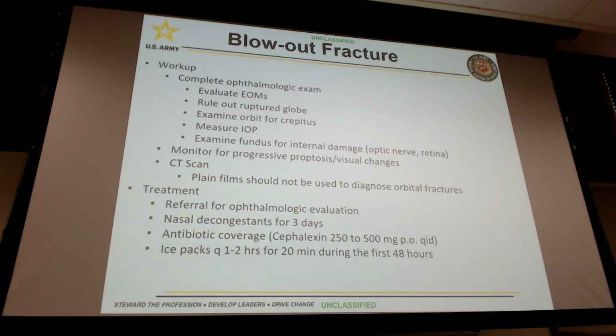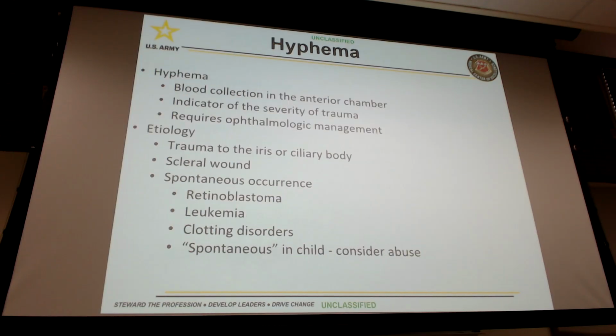Okay, you can give nasal decongestants anytime you have any orbital issues. A lot of times we'll give nasal decongestants because they're going to be real swollen inside of there. You can give prophylactic antibiotics as well, oral, just to prevent any sort of bacterial infection, because now you've got free access again to the brain from the sinuses that can cause an orbital cellulitis. Ice packs, obviously.